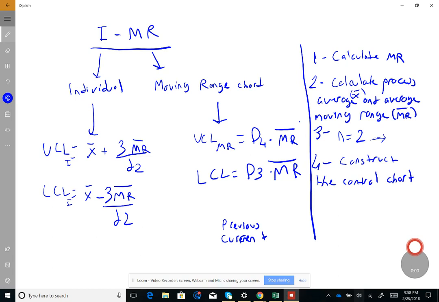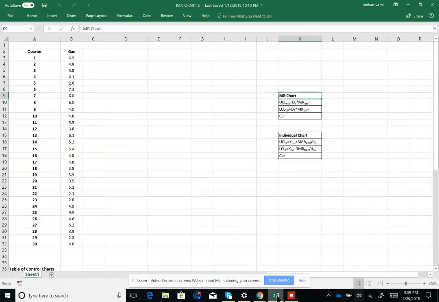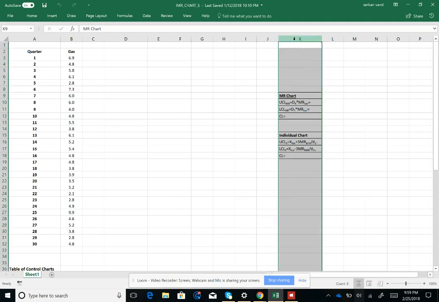All right, let's go over an example. Here I provide the formulas under column K. Those are the formulas for the MR chart, and those are the formulas for the individual chart, or I chart.